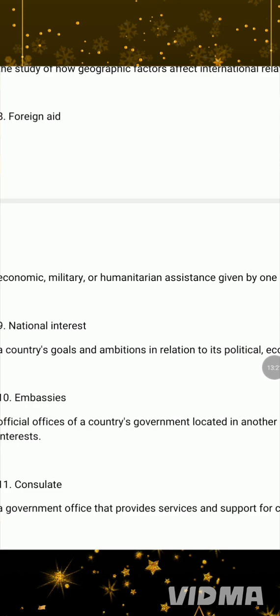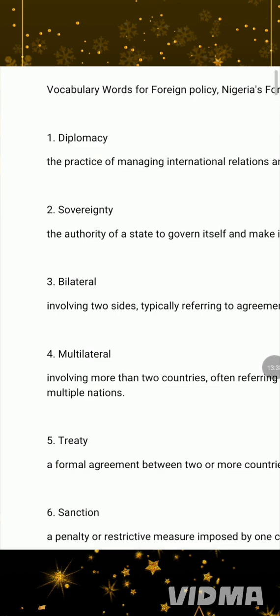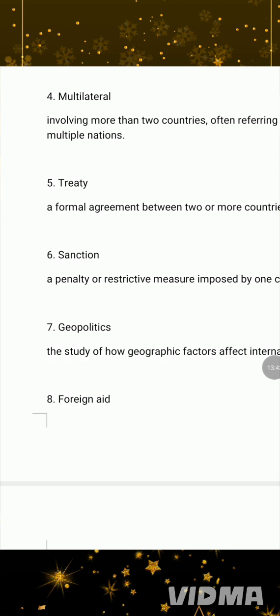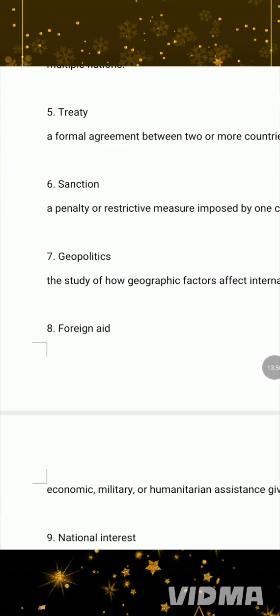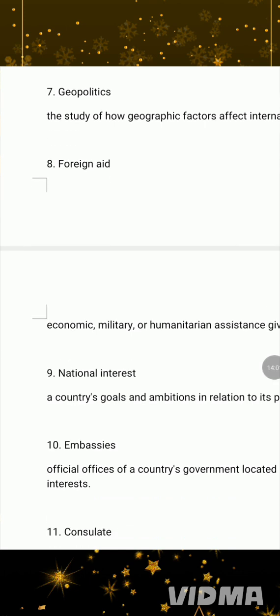So quickly, let's do a recap of what I said. Diplomacy, anything short of war. Sovereignty, the authority of a state. Bilateral, engagement between two countries. Multilateral, engagement between two or more countries. Treaty, an agreement between countries. Sanction, a penalty or a punishment. Geopolitics, affairs around a particular geography. Foreign aid, assistance such as finance or food. National interest, the goals of a state in its relations with other states. And finally, number 10, embassy, the premises of the ambassador.